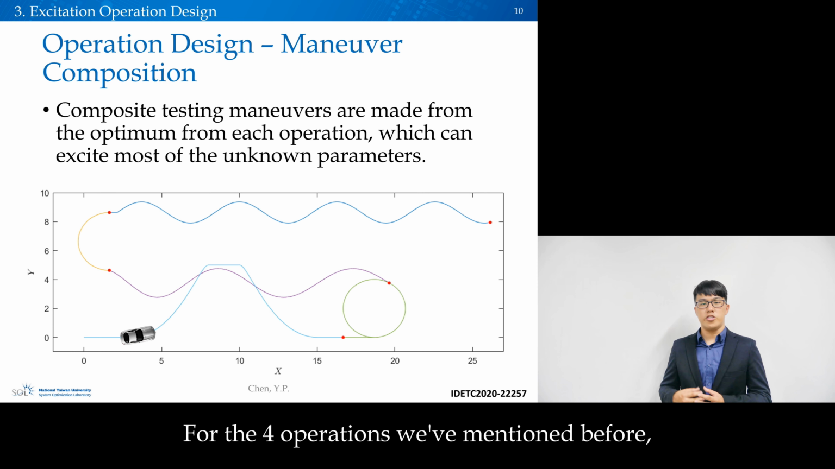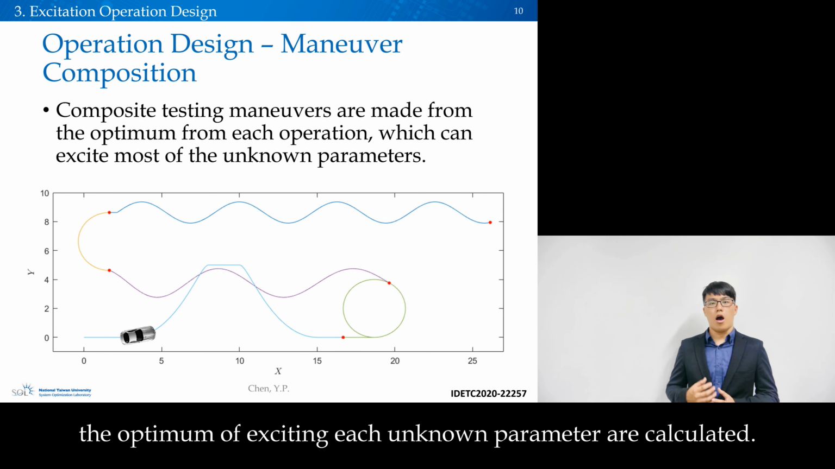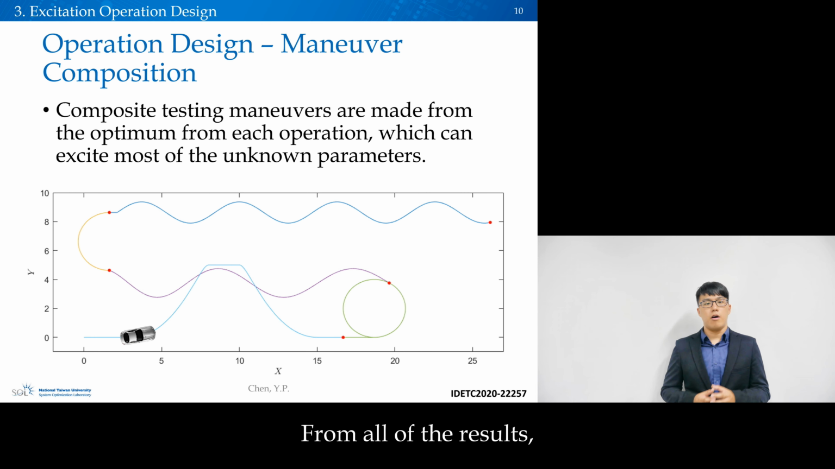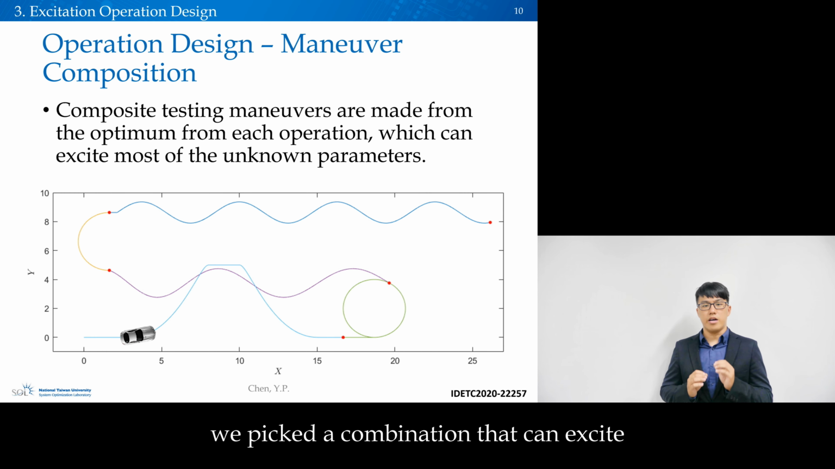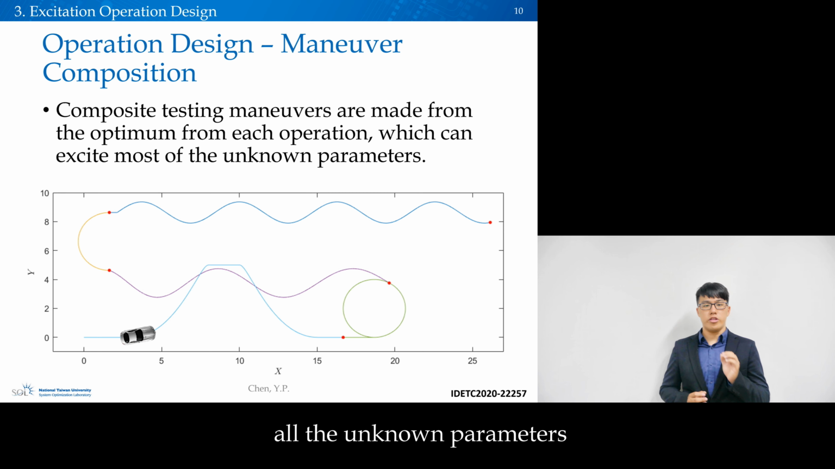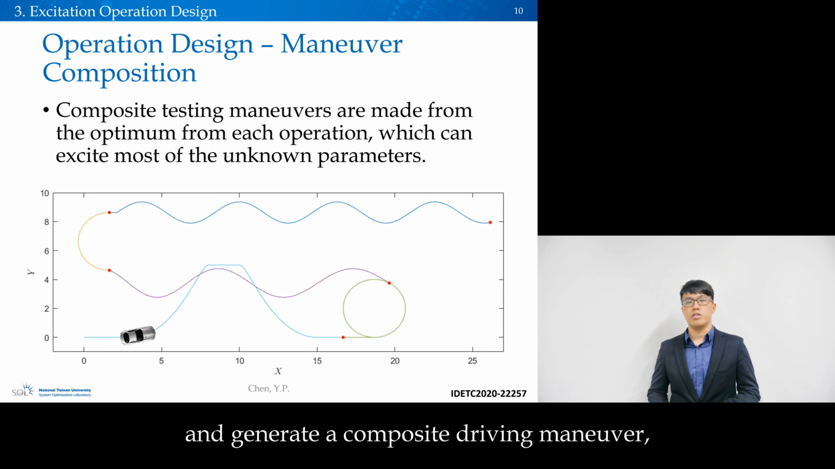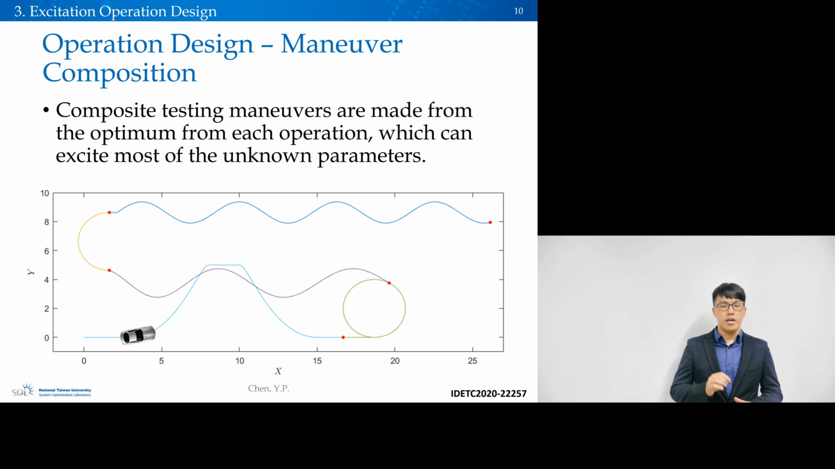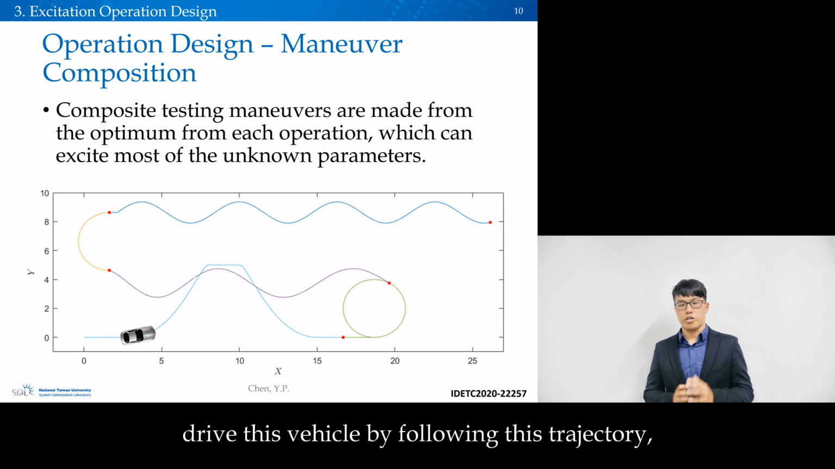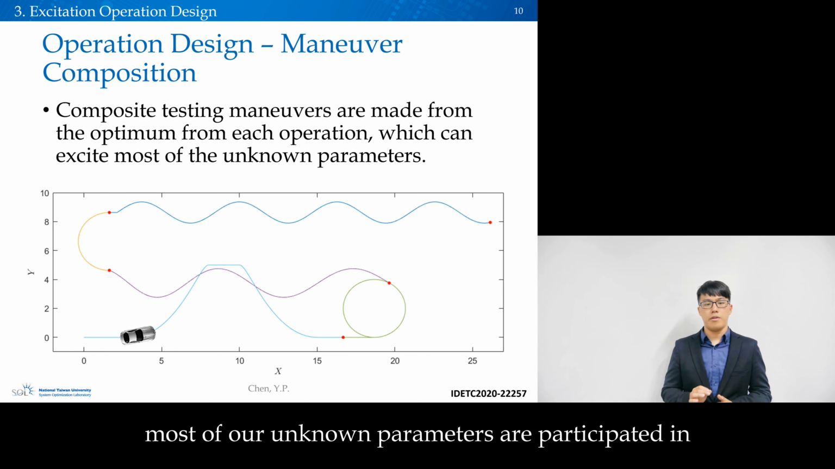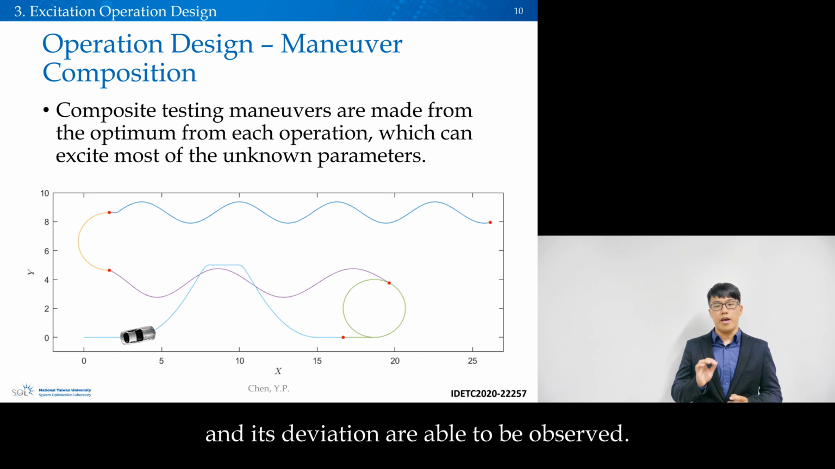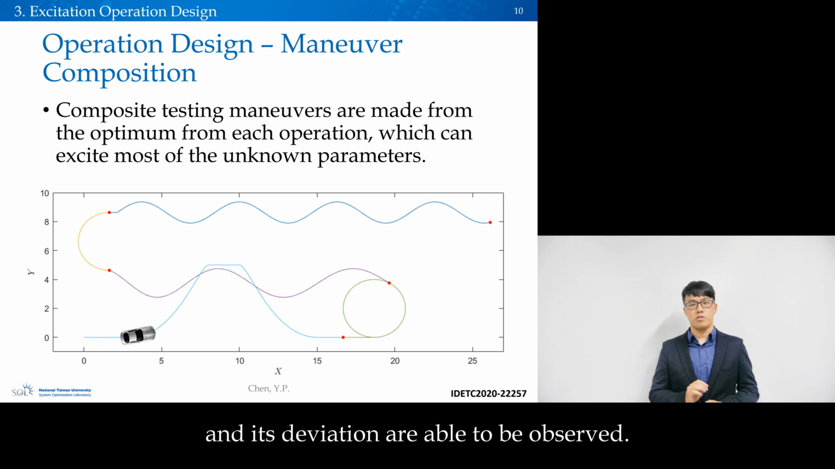For the 4 operations we've mentioned before, the optimum for exciting each unknown parameter is calculated. From all of the results, we picked a combination that can excite all the unknown parameters and generate a composite driving maneuver, as you can see here. It is expected that once we drive this vehicle by following this trajectory, most of our unknown parameters are participated in and their deviation are able to be observed.